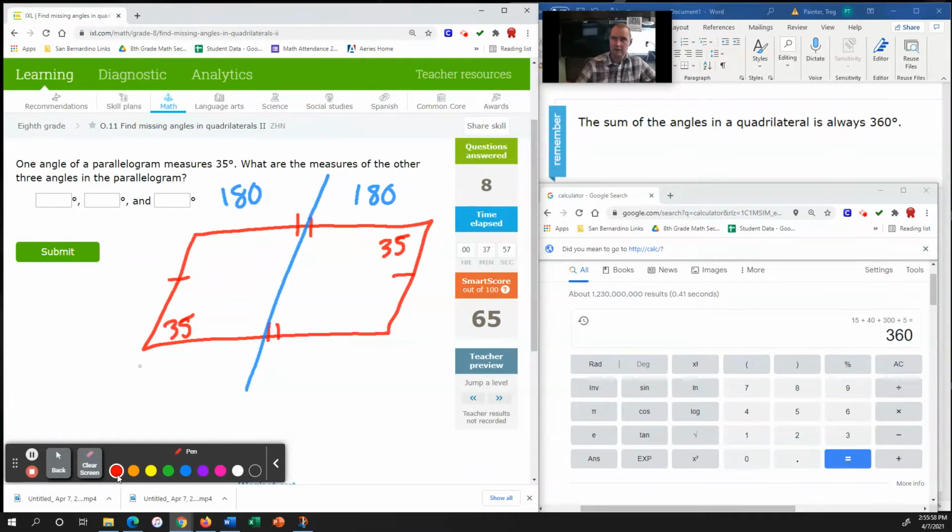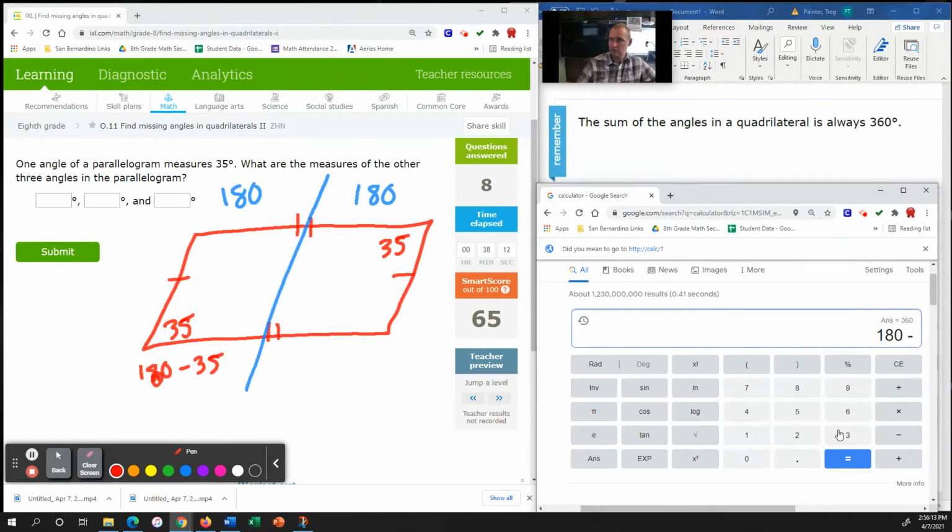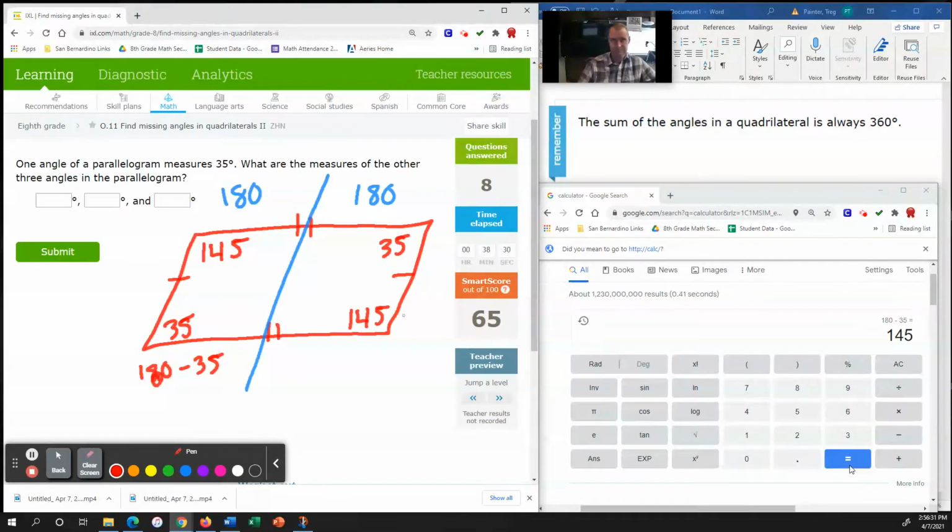So what that means is we have 180 on the left side, and they're giving us one of them as 35. Just subtract out the 35 to find out the last angle here. So 180 calculator minus 35 takes us to 145. And because these two are across from each other, because it's a parallelogram, this one also must be 145. And there we go. Clear the calculator.